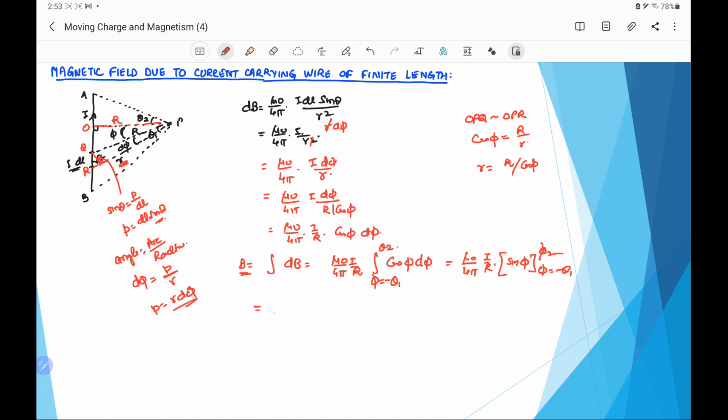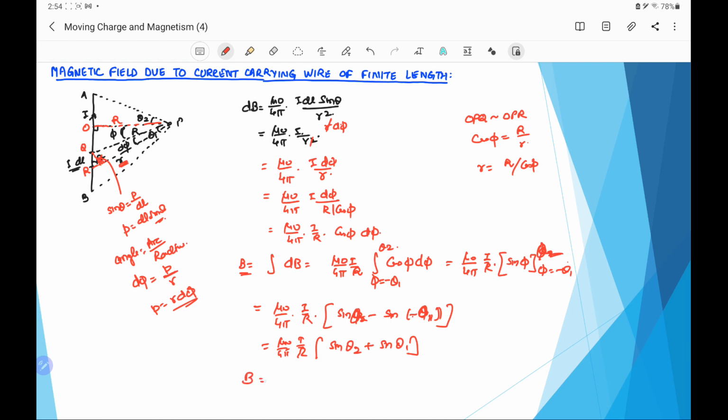Therefore, B will be equal to mu naught by 4 pi into I by r, and upper limit first, it is sin phi 2 minus sine of, and then lower limit it is minus phi 1. So this is theta 2, and this is theta 1. It is equal to mu naught by 4 pi I by r sine theta 2, and this minus sine minus theta is minus sine theta, so it will become plus sine theta 1.